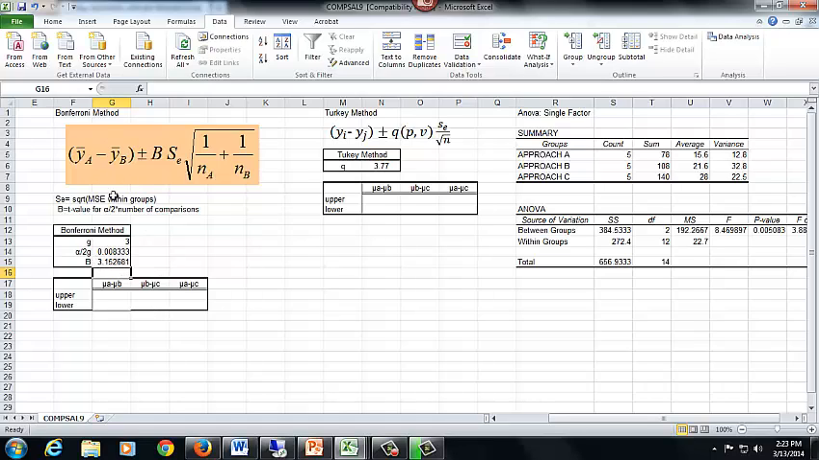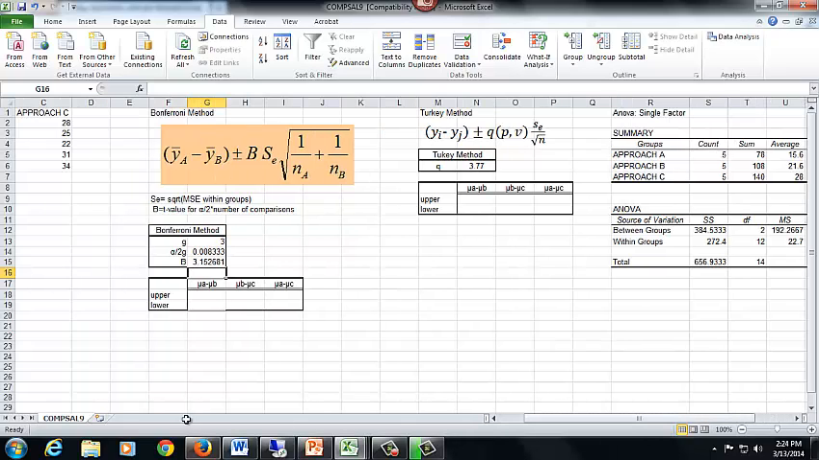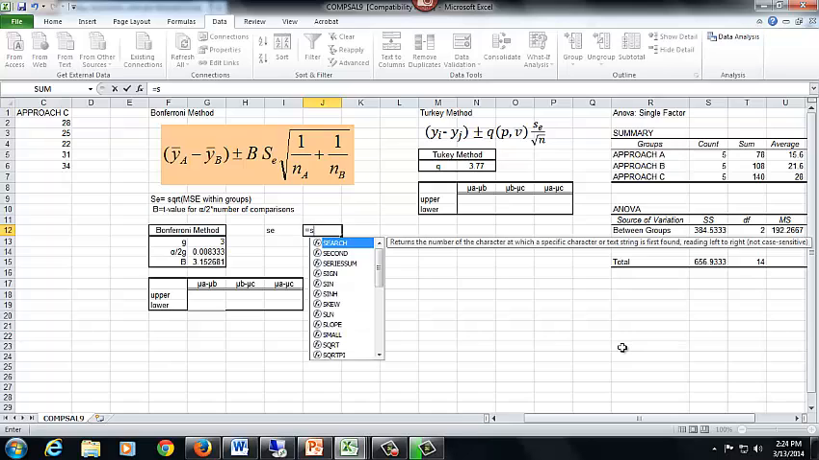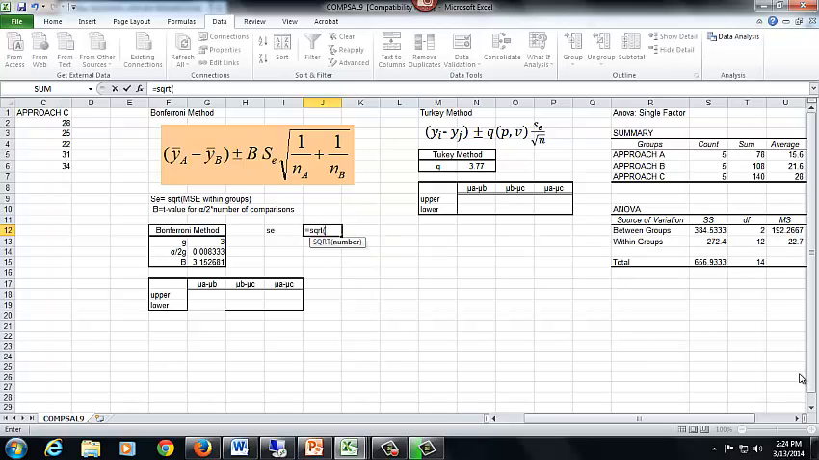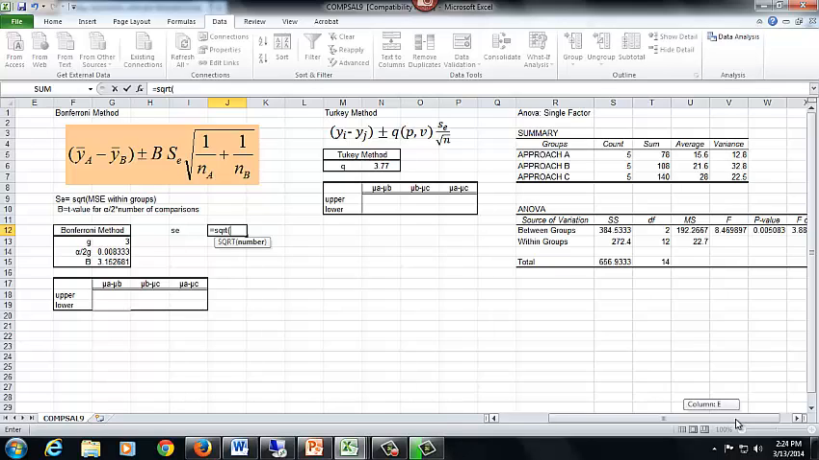And again, I just got this information directly off the PowerPoint slides and copied and pasted it over here so I can look at this information. So I'm also going to need SE. That's going to be important. And SE is going to be the square root of the MSE within groups. Okay, so the square root of MS within groups. So the square root of 22.7 is what I'm going to look for. So 4.76, that's going to be the SE I'm going to use right here.